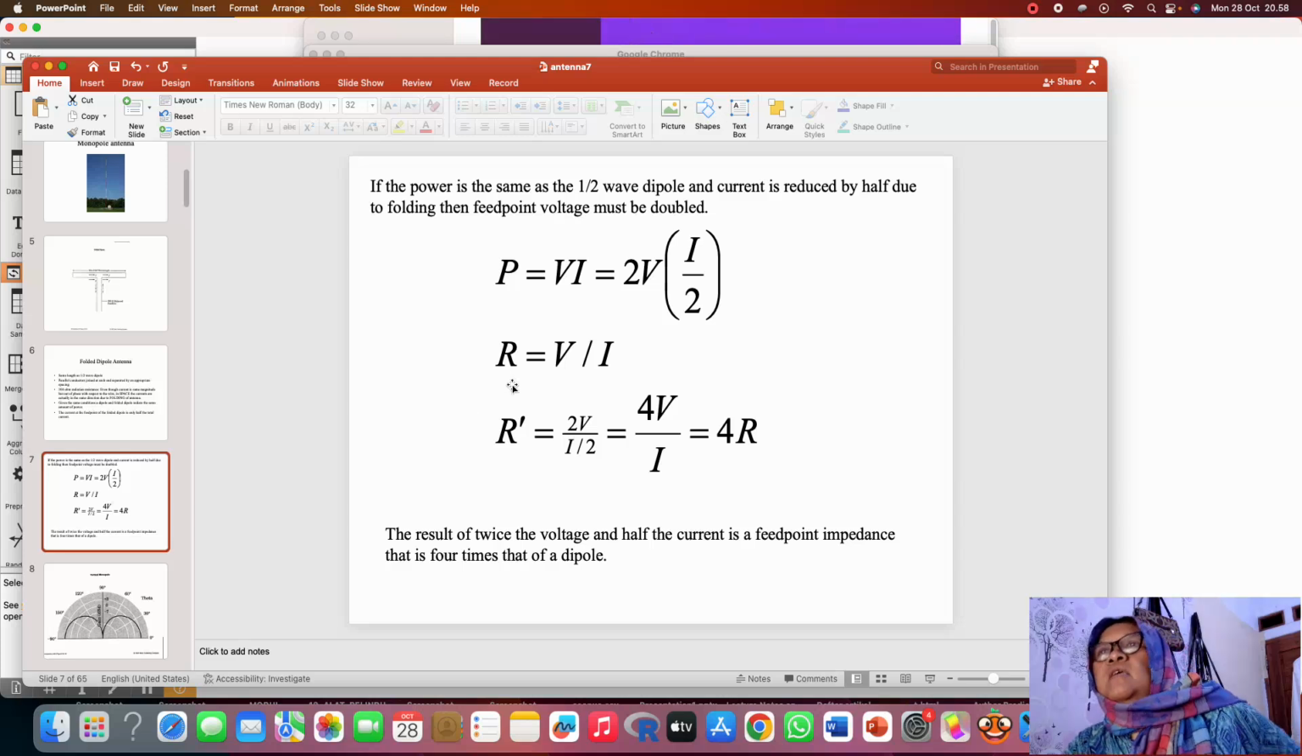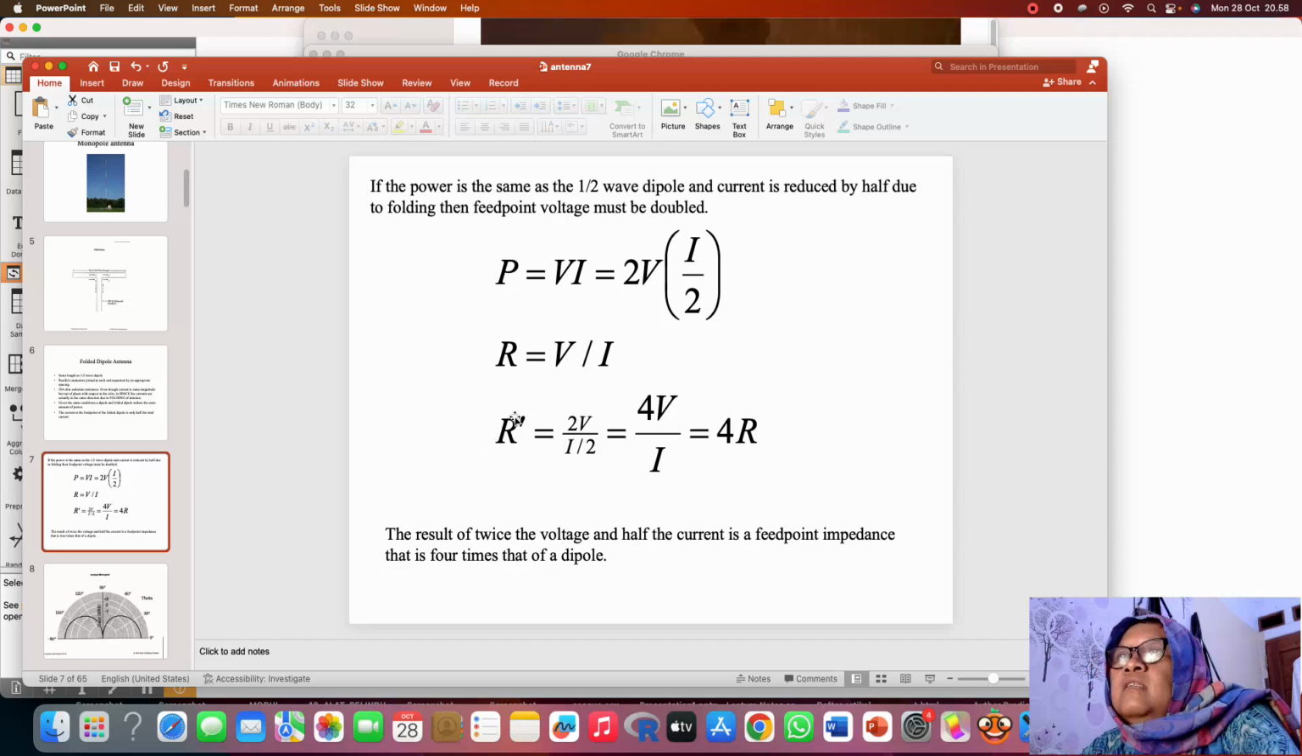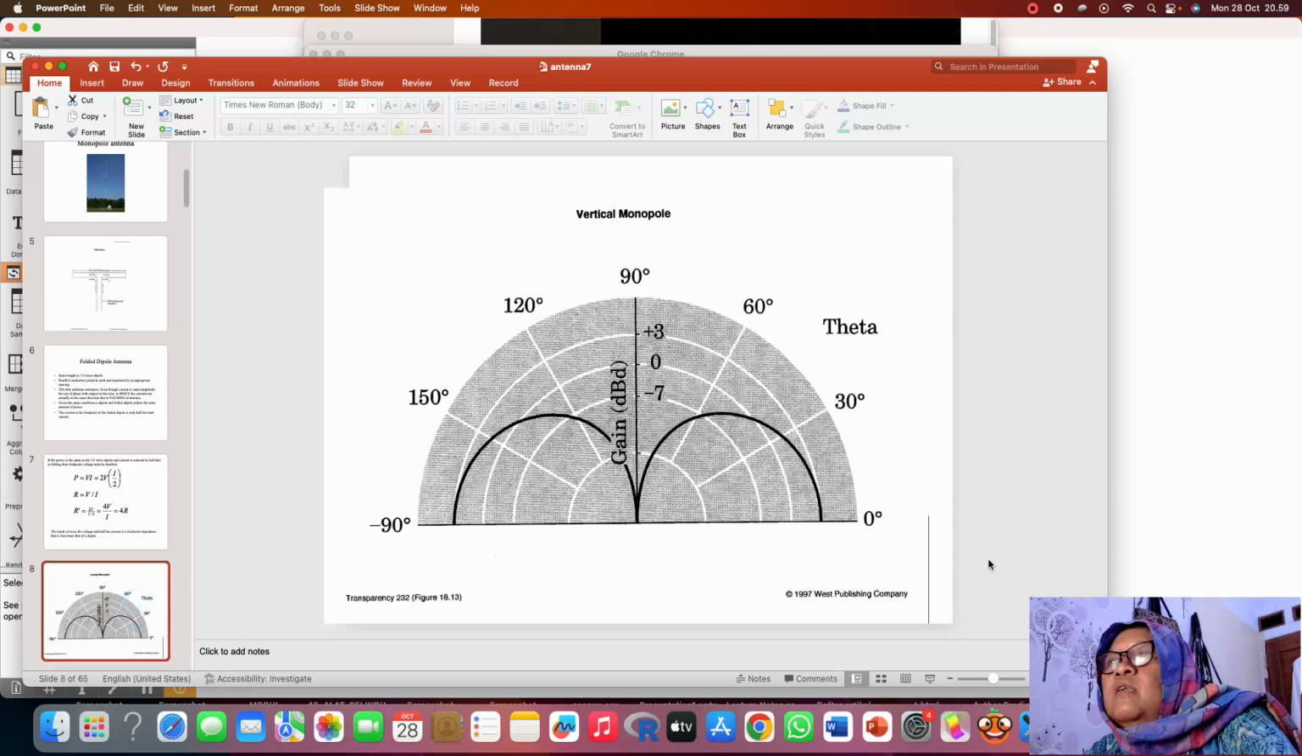Resistance is voltage divided by current, and the resistance is 2 times the voltage divided by 1/2, which is the same as 4 times the voltage divided by I. So the result of twice the voltage and half the current is a feed point impedance that is 4 times that of a dipole. Now this is the radiation.